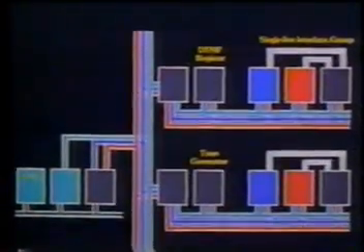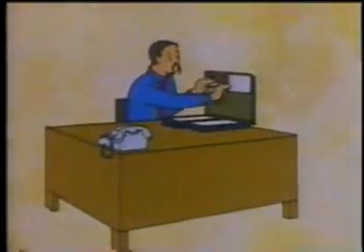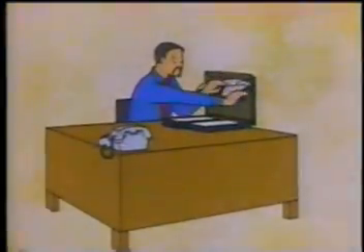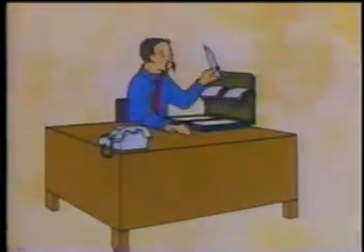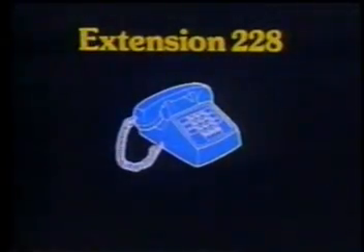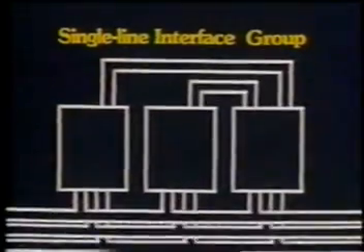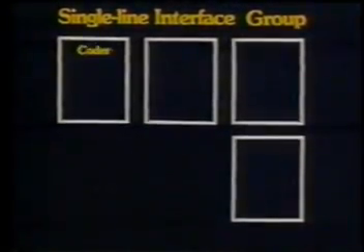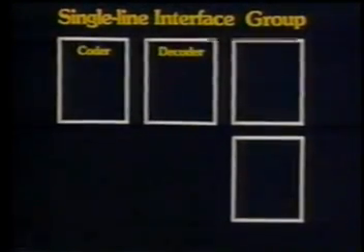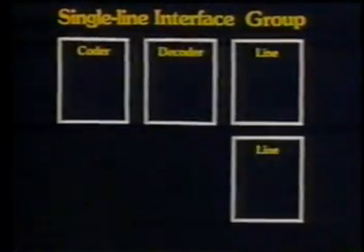Now, to best understand the practical applications of these two concepts in the call process, let's visit a business firm that is serviced by a ROLM CBX. Dave is about to call Kathy, who's in another part of the building. His phone is extension 228. It is one of 16 extensions connected to this single-line interface group on shelf 1 in the ROLM cabinet. This particular interface group consists of a 16-channel coder, a 16-channel decoder, and 2 8-channel line interface cards.